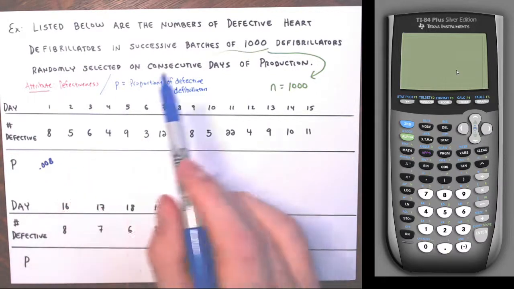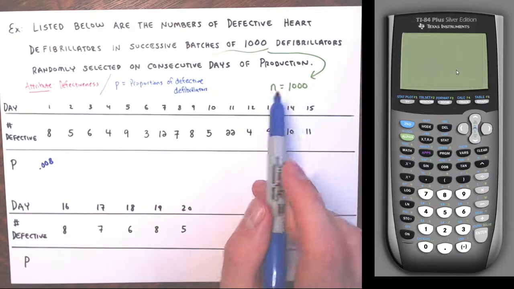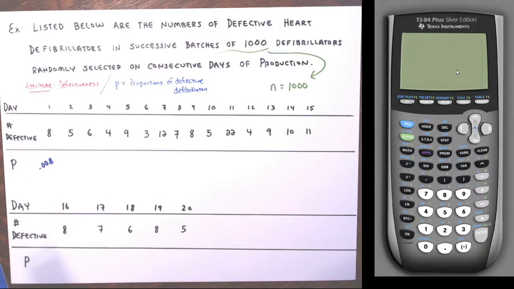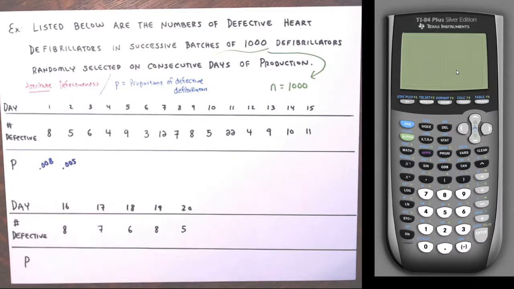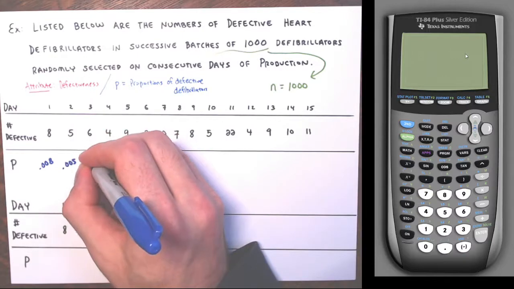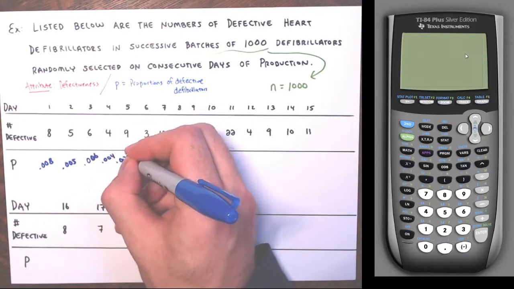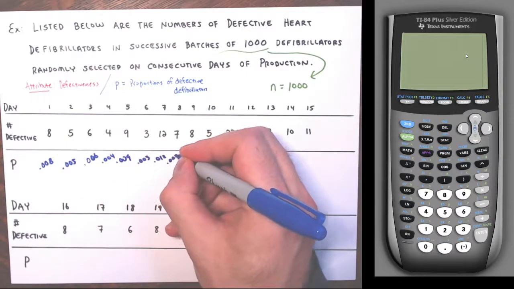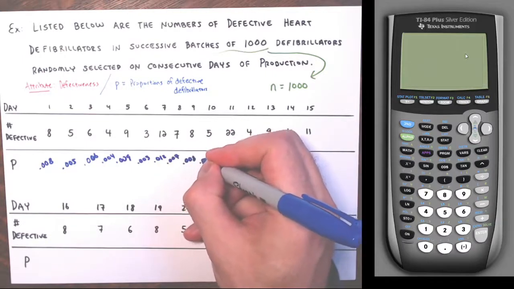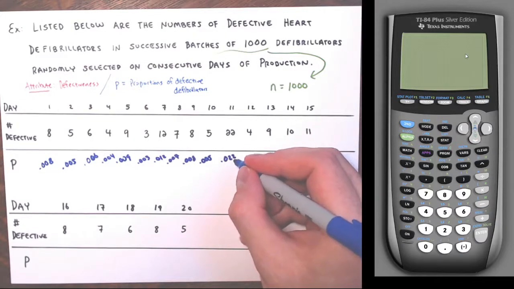So second day, same thing. 1,000 defibrillators are taken at random. They test them, measure them, whatever. 5 of those 1,000 were defective. So the proportion of the second day sample that's defective is 0.005, 5 out of 1,000. Then 0.006. Then 0.004, 0.009, 0.003, 0.012, 0.007, 0.008, 0.005, 0.022. Yikes, that's 2%.